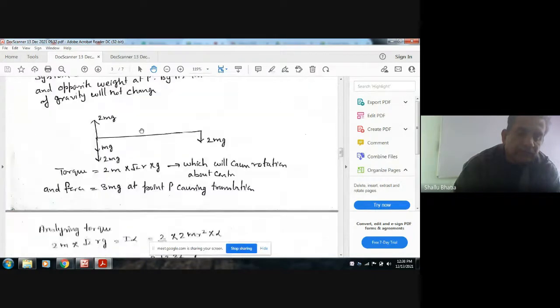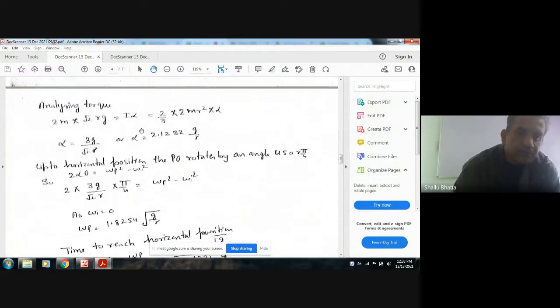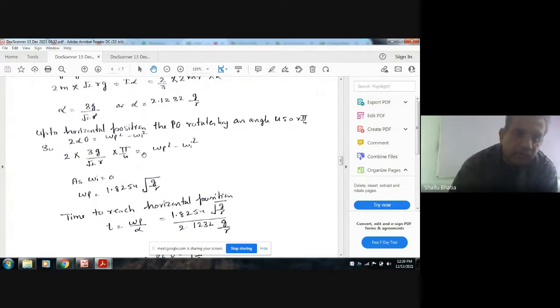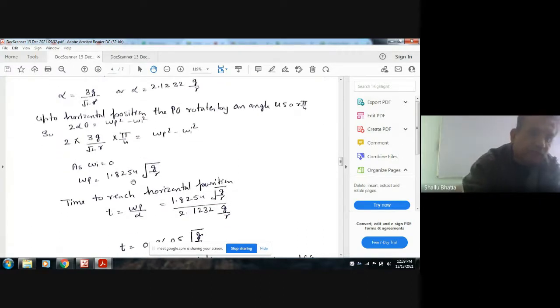The angle traveled is 45 degrees. Now we know the angular acceleration, and we know the angle traveled. Initially the angular velocity is zero because it is just placed there. So using omega f squared minus omega i squared equals 2 alpha theta, putting omega i equal to 0, we can find omega f.